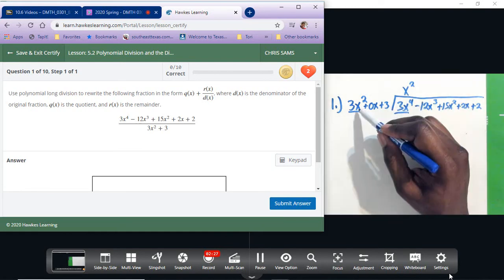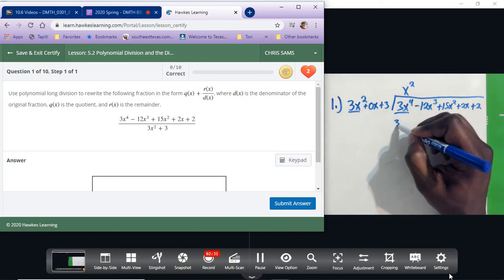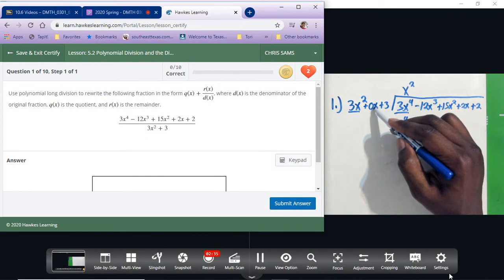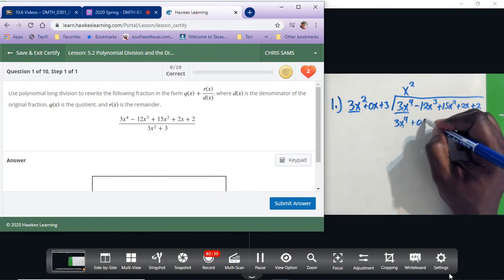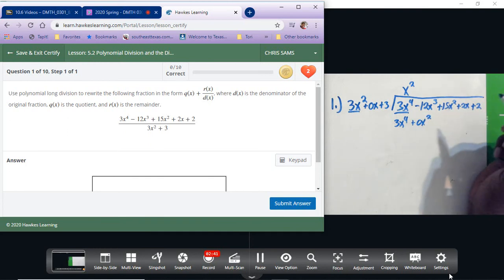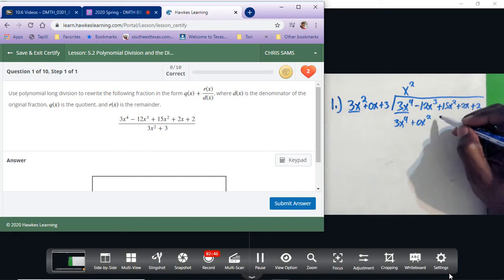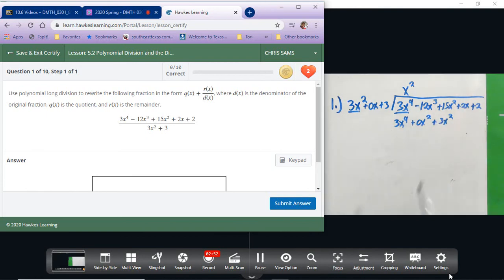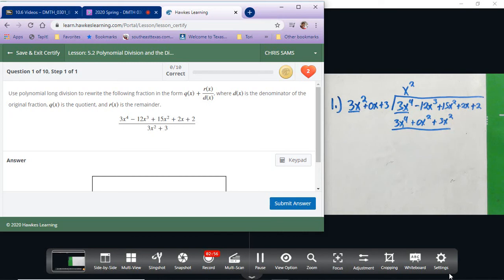Okay, so x squared times 3x squared will give me 3x to the 4th. X squared times 0x, that will give me 0x cubed, which is just 0. I just need it to line up. And then x squared times 3 will give me 3x squared.